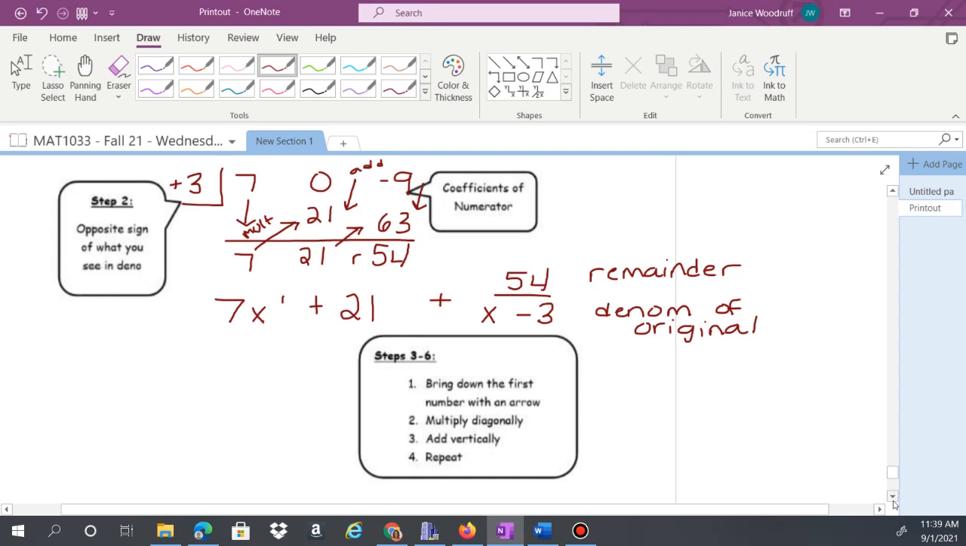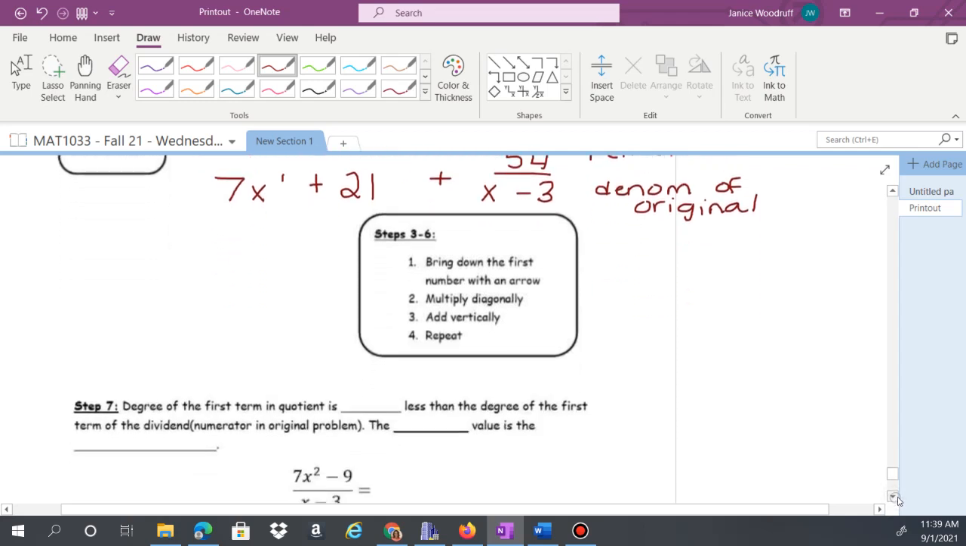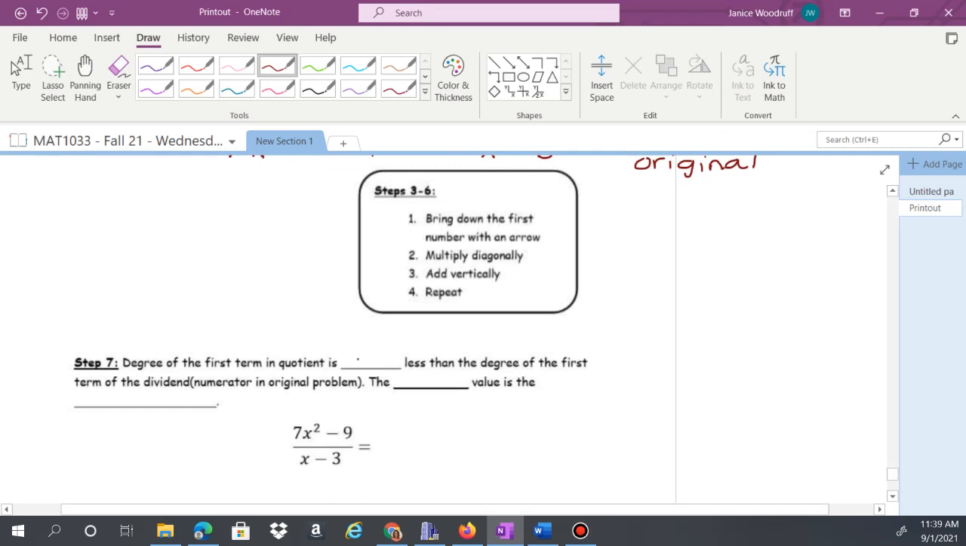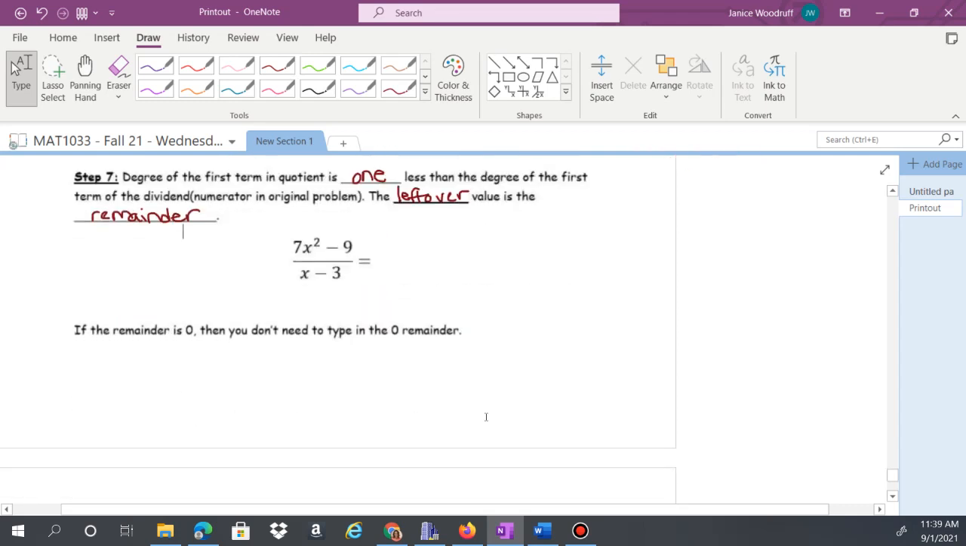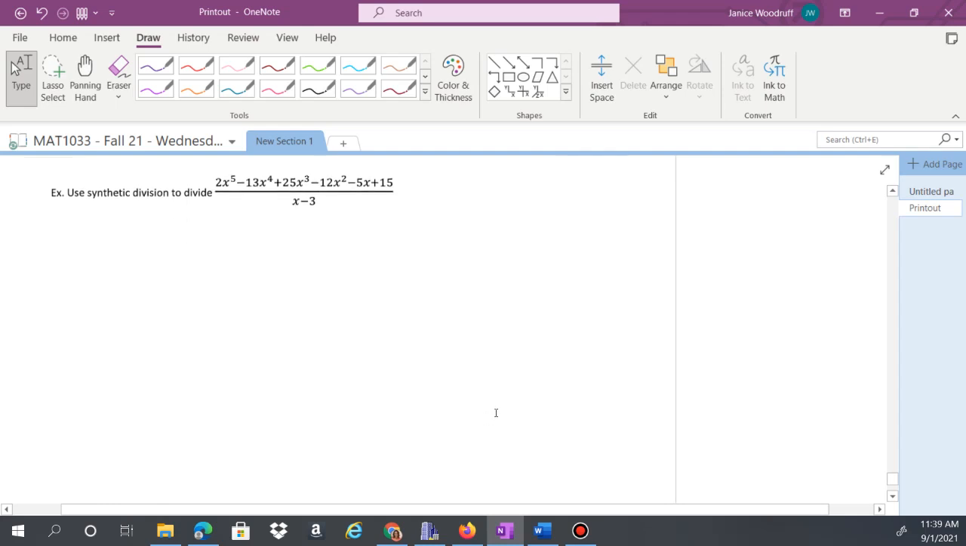Okay, so let's take a look at this next example. The degree of the first term of the quotient is 1 less than the degree of the first term of the dividend. The leftover value is the remainder. Which is what we just did. All right, let me walk you through another problem. Okay, so this one's longer.